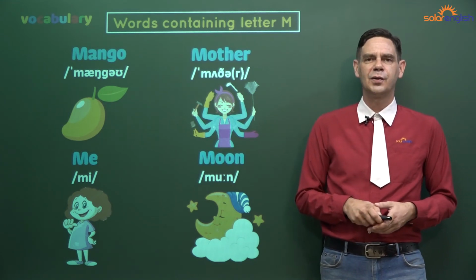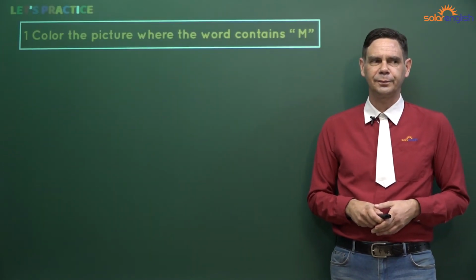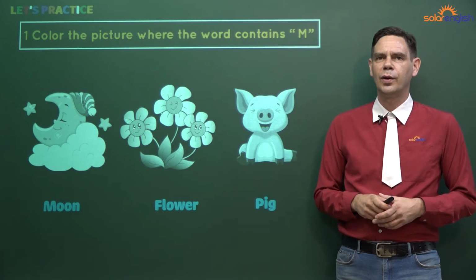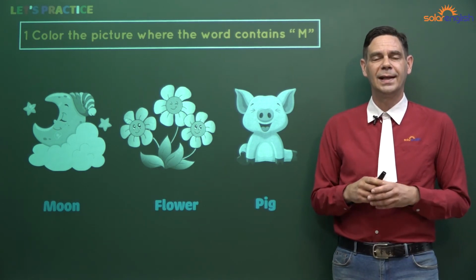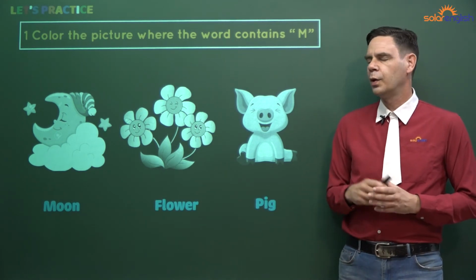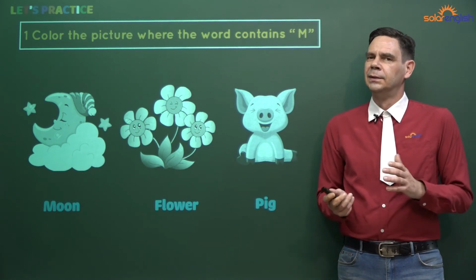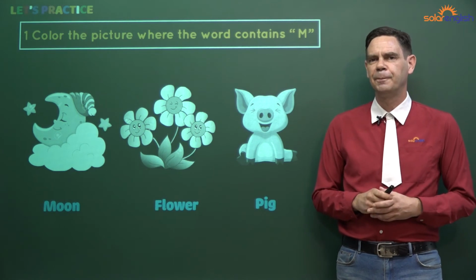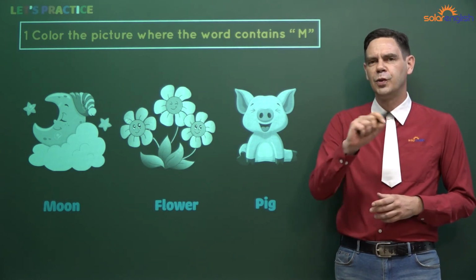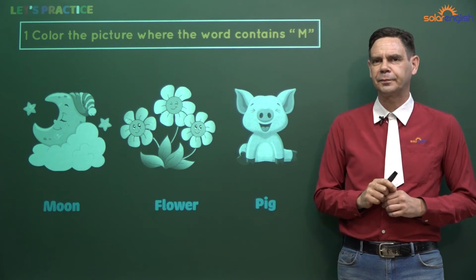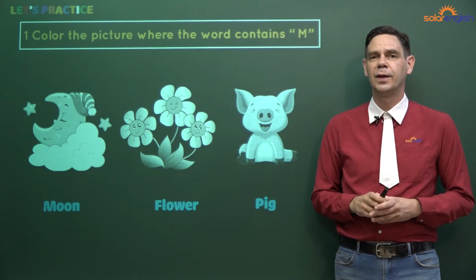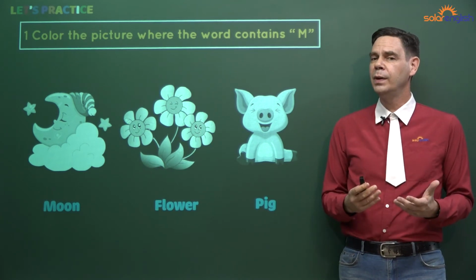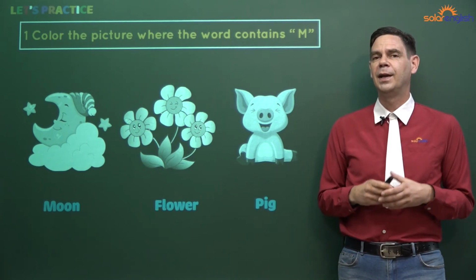Okay, let's try some exercises. I want you to color the picture where the word starts with the letter M. So take a look at the three pictures. What do you think? One of these pictures we have learnt today. I want you to color in the picture only if the word starts with M. So here we've got moon, flower, and pig.